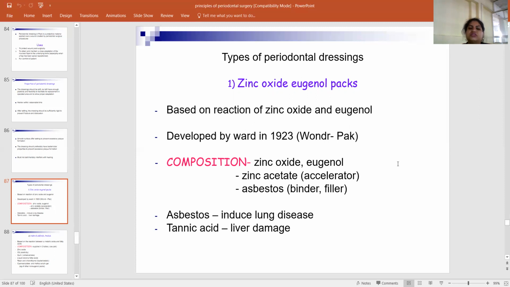But what is the disadvantage of asbestos? It has been found that it is associated with lung disease. And tannic acid is associated with liver damage. So what happened? The asbestos induces lung disease, and tannic acid also causes liver damage.